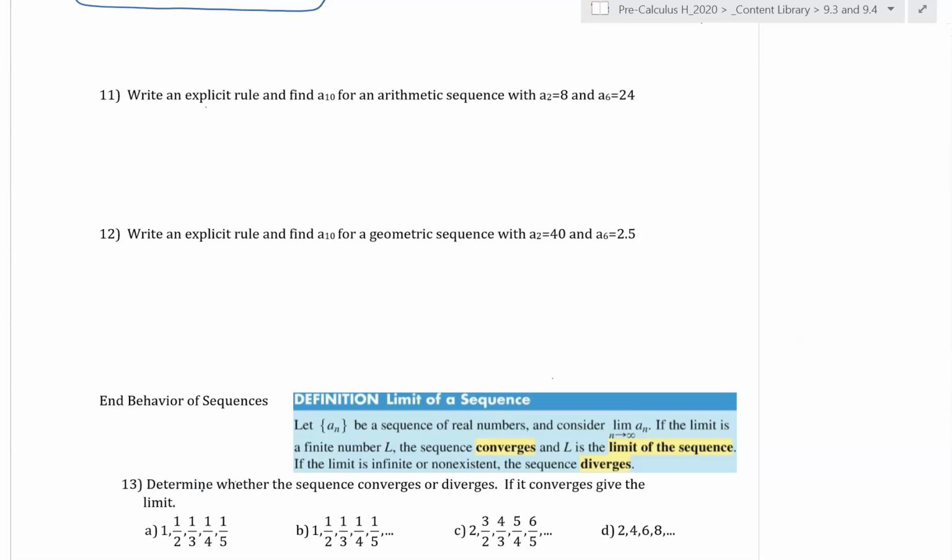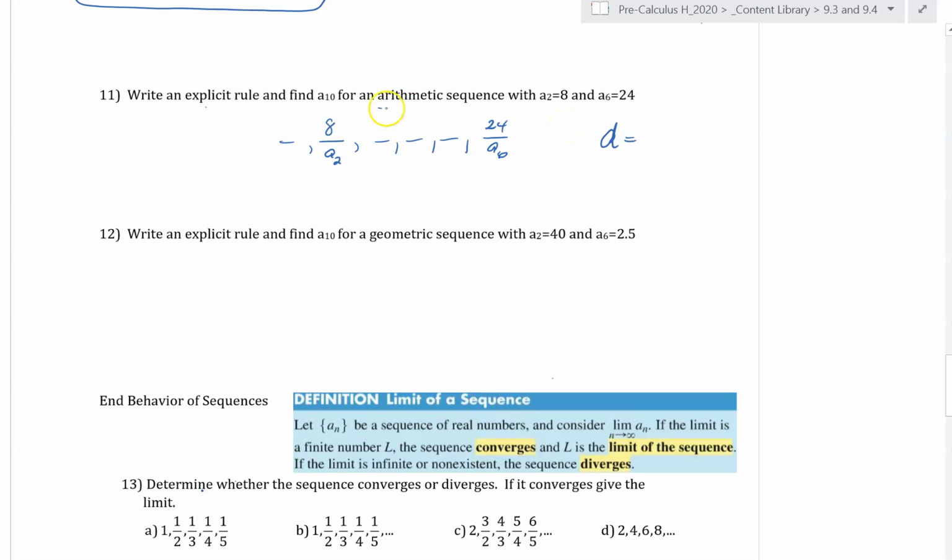Let's try 11. It says, write an explicit rule and find the 10th term for an arithmetic sequence where the second term is 8 and the sixth term is 24. Let's go ahead and pause the video and think about how you could find the common difference if you're given the second term and the sixth term of an arithmetic sequence.